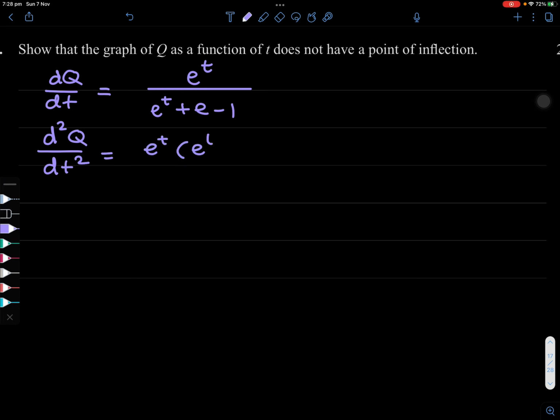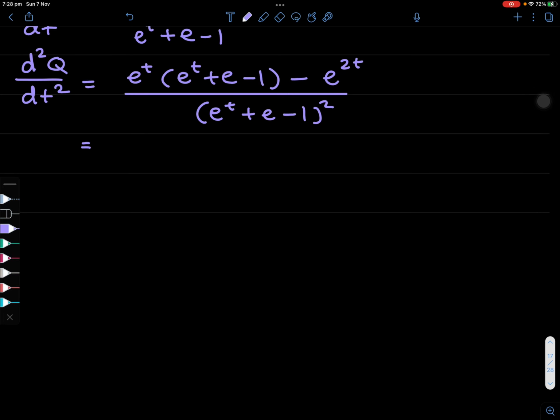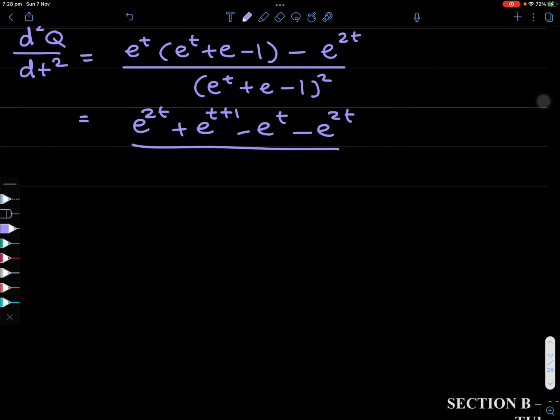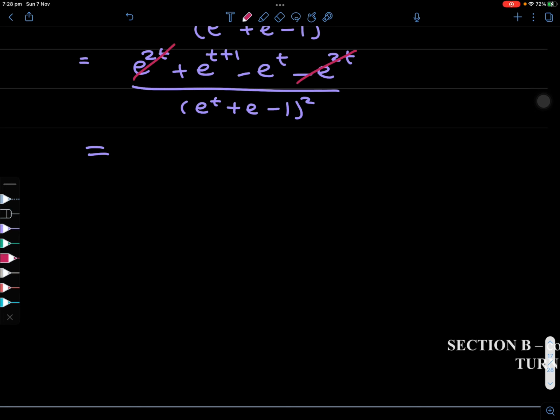We get derivative of the top times the bottom minus derivative of the bottom times the top, which just combines to be e to the 2t. Okay, and this whole thing is on the bottom squared. Now, cleaning up the numerator a little bit, when I expand the bracket, I get e to the 2t plus e to the t plus 1 minus e to the t minus e to the 2t over our denominator squared. Now, these two cancel, and that leaves us with e to the t plus 1 minus e to the t.